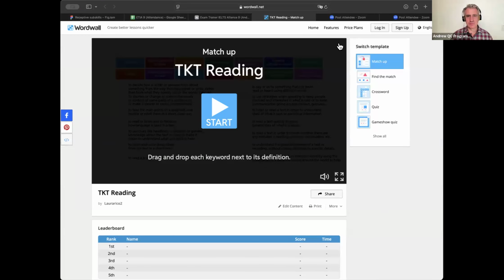I think it might be useful for you to have access to the TKT glossary, in case you need to refer to any of this terminology. But I'm just going to give you a quick quiz using this word wall. I'll share it with you via the chat in a second.